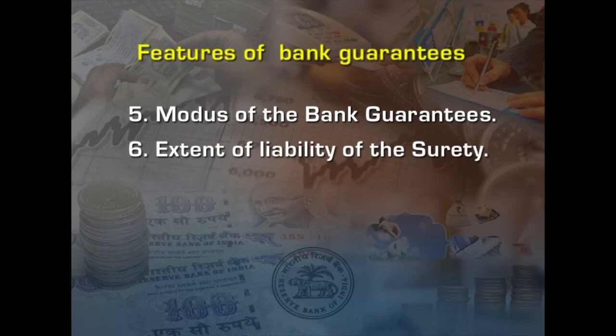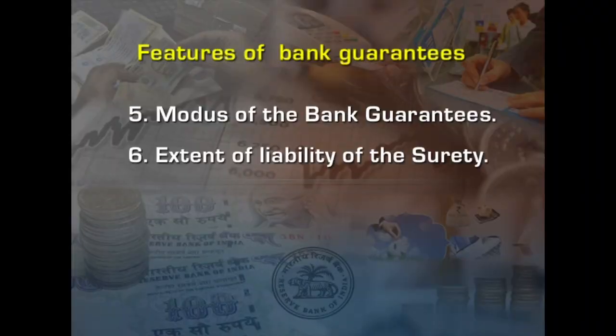6. Extent of liability of the surety. Under Section 128 of the Indian Contract Act, the liability of the surety is coextensive with the liability of the principal debtor unless it is otherwise provided under the contract. In case of bank guarantees, the amount is fixed in the guarantee bond and the bank is liable to pay the stipulated sum on the invocation of the bank guarantee.